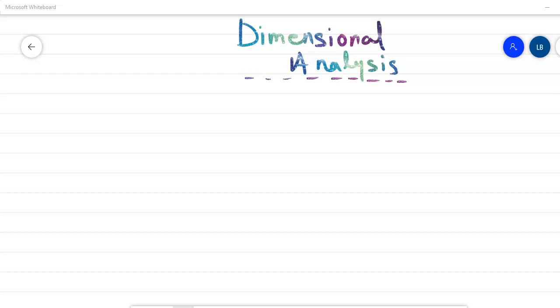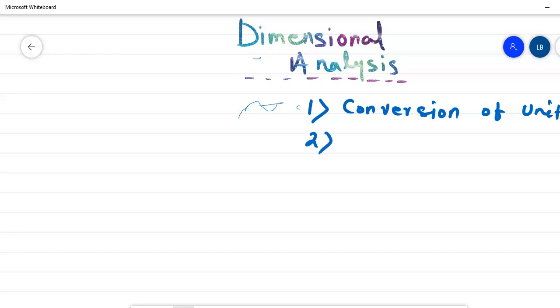Hello students, today we will read about dimensional analysis. There are three important applications of dimensional analysis which will frequently come in your exam. I will discuss them one by one. Number one dimensional analysis is conversion of units.